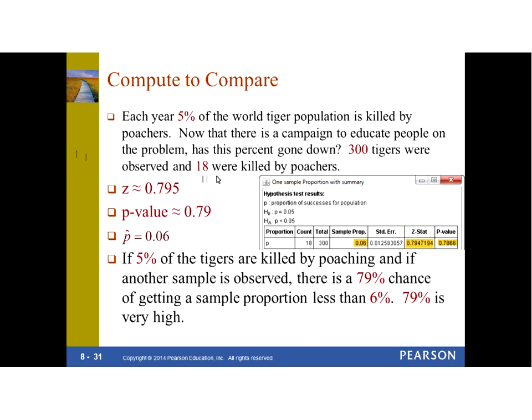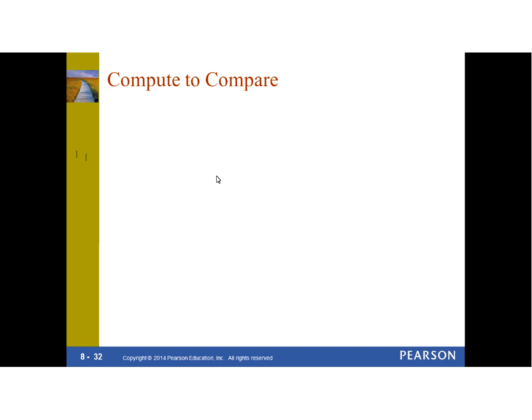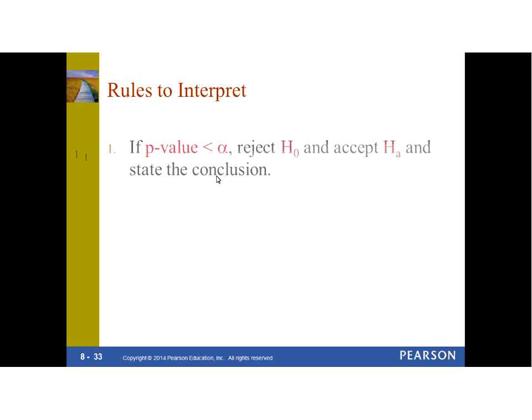So 79% is very high. So this really high p-value really means that getting something less than 6%, which is what we got in our output, is 79%. Okay, so I'm going to jump ahead to the next slide, and we'll come back and talk about this one. So how do we interpret it? Because I think the back and forth is a little too much.